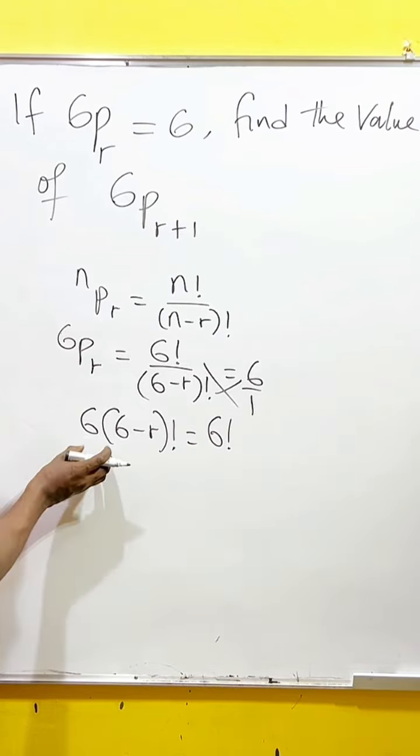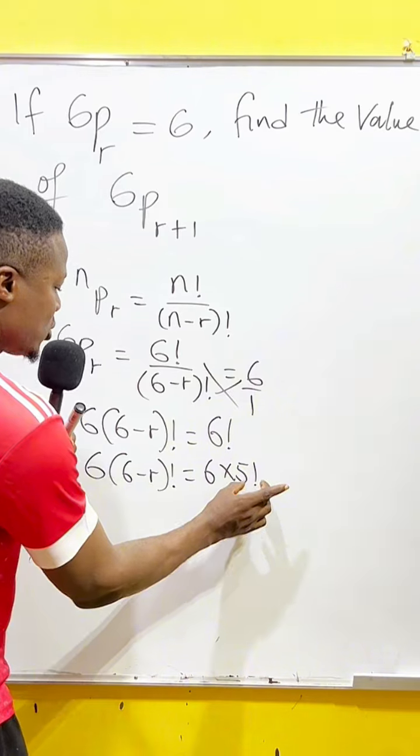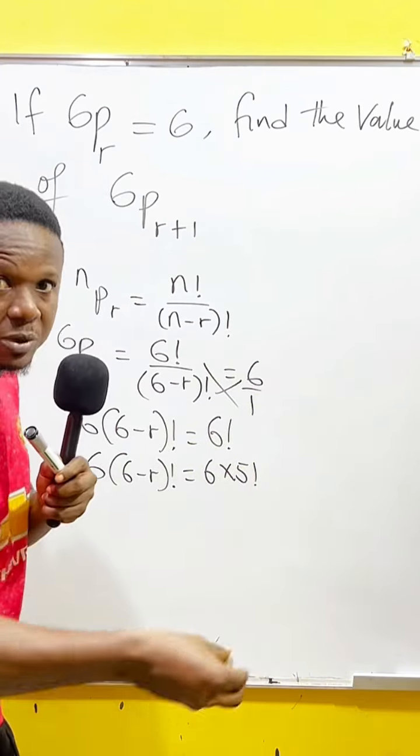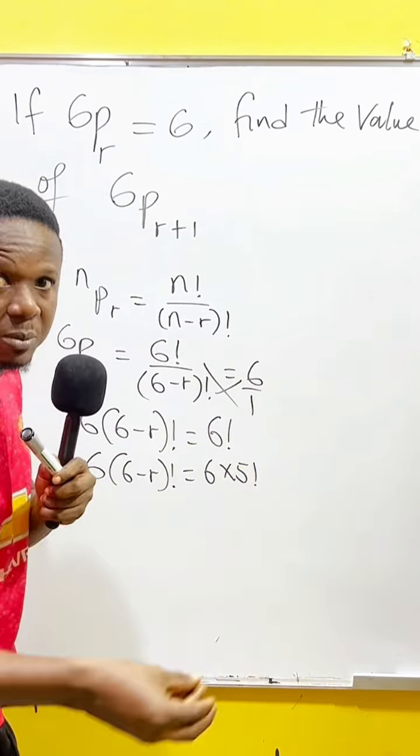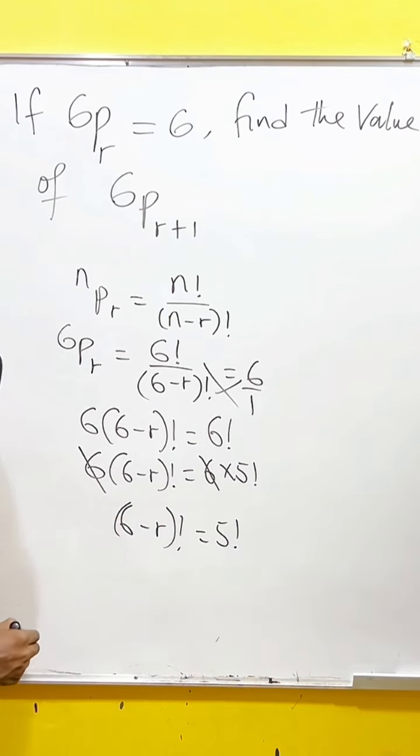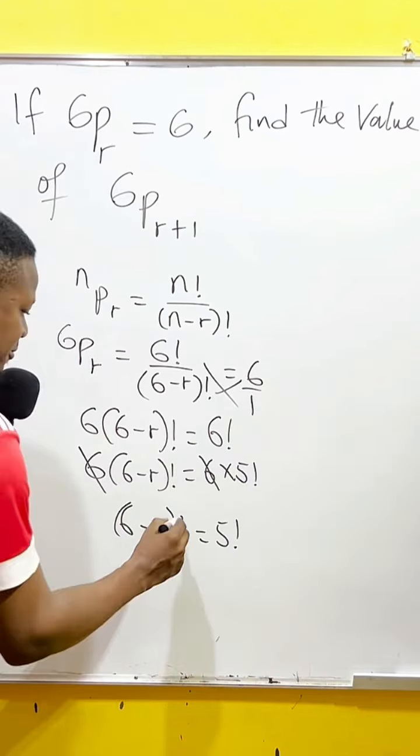Now, we can divide both sides by 6. Do you know that this is the same thing as 6 into 6 minus r all factorial equal to 6 times 5 factorial? Because 6 factorial means 6 times 5 times 4 times 3 and so on. So if you want to stop at 5, you can just call it 6 times 5 factorial, because this factorial means that you can continue the multiplication. So that this 6 can cancel this 6. We now have 6 minus r all factorial equal to 5 what? Factorial, isn't it? Now, factorial can cancel factorial.